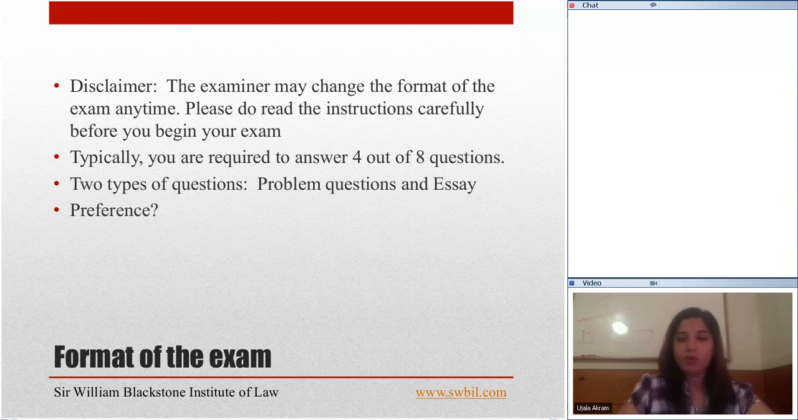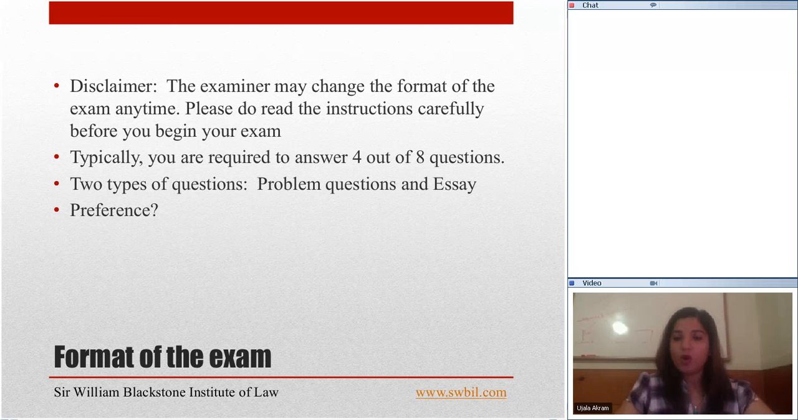And in a problem question, the key is to identify all the issues that should be addressed in that problem question. Some are primary issues, some are secondary issues, but the same amount of time should be given to each issue. So you should spend almost the same amount of time discussing those issues that you have identified in a problem question.